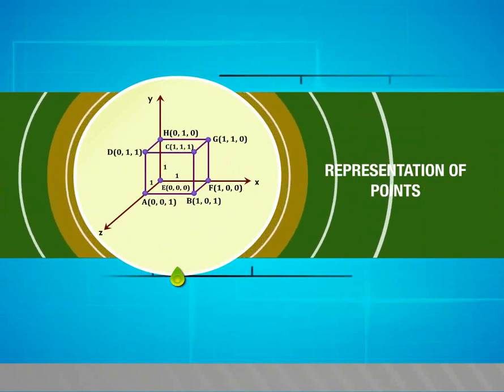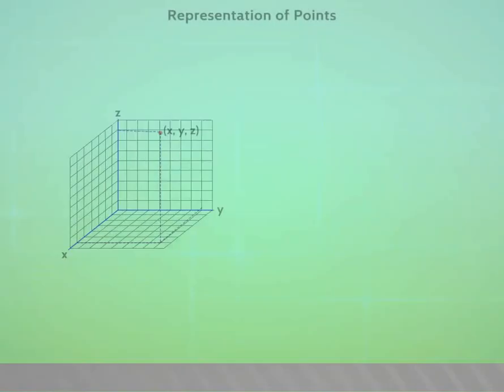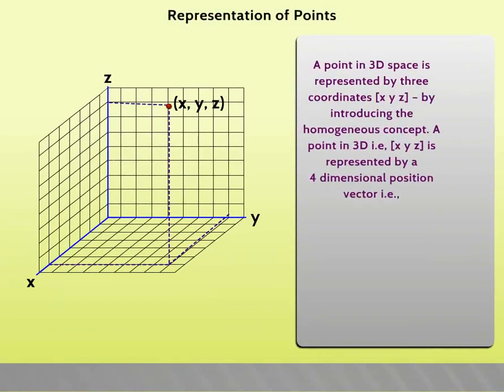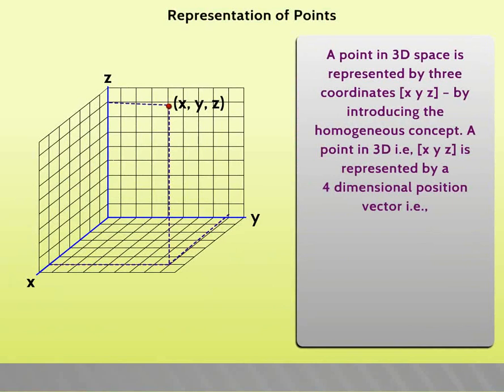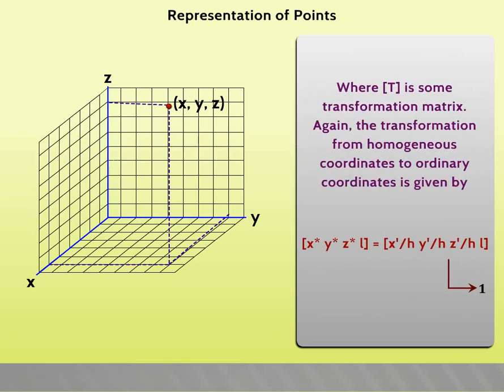Representation of points. In this video, we are going to see about representation of points. A point in 3D space is represented by three coordinates x, y, z. By introducing the homogeneous concept, a point in 3D, that is x, y, z, is represented by a four-dimensional position vector, that is x dash, y dash, z dash, h is equal to x, y, z, 1 into T, where T is some transformation matrix.